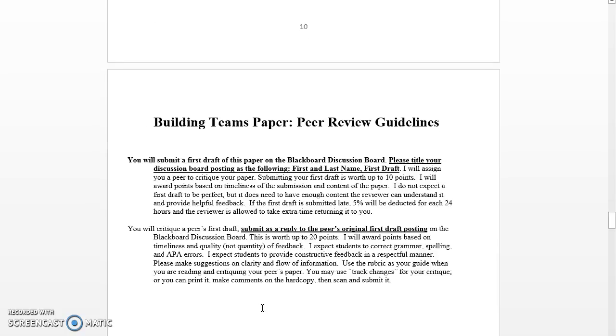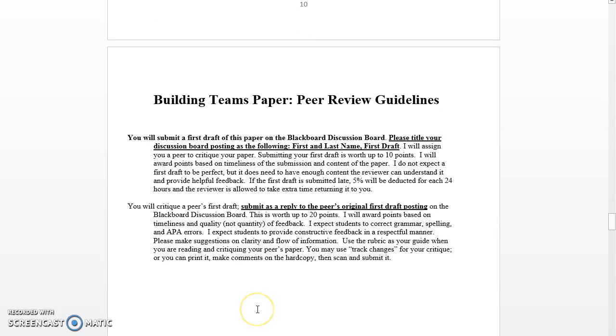Your peer review guidelines: you're going to submit your first draft to the discussion board that's assigned for that specific peer review. Make sure you title your discussion board with your first name, last name, and then put first draft behind that. That way, whenever your assigned peer goes in to critique your paper, it's very easy for them to find.